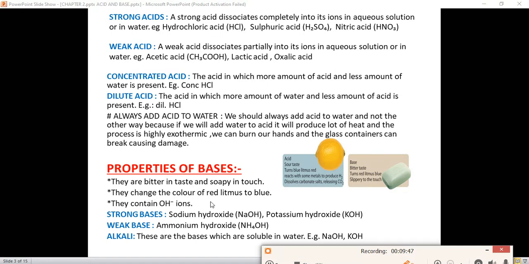Next one, they change the color of red litmus to blue, and they contain OH minus ion. So these are the different properties of bases. They are bitter in taste, soapy in touch.